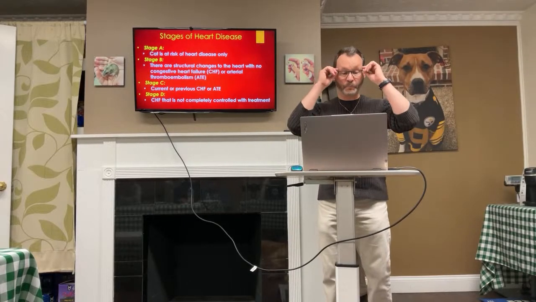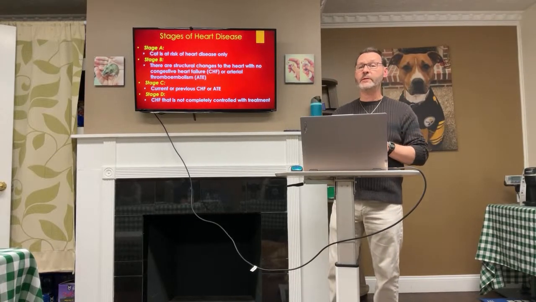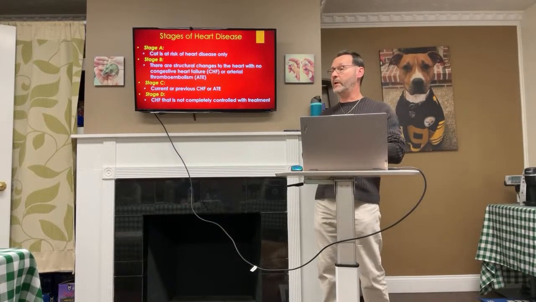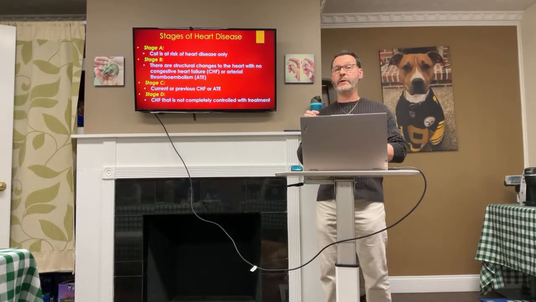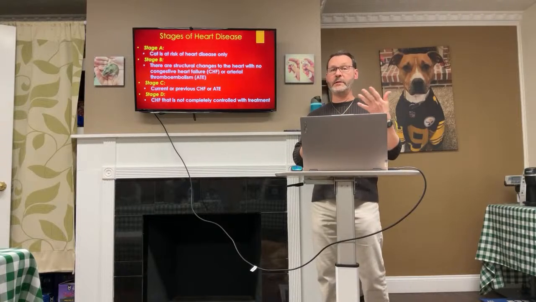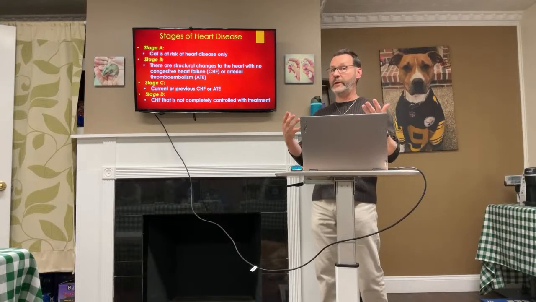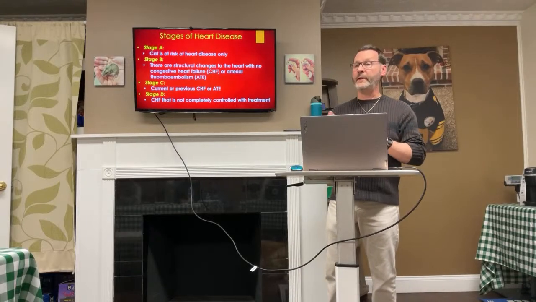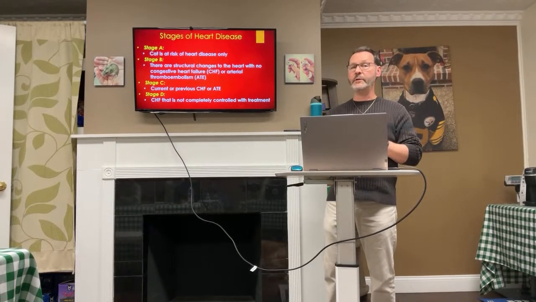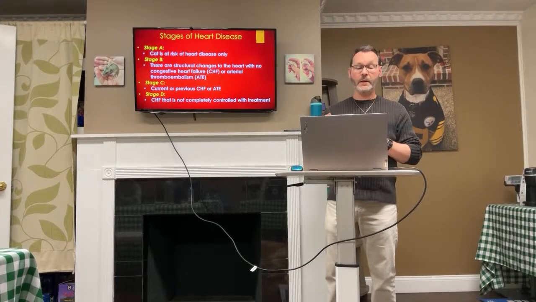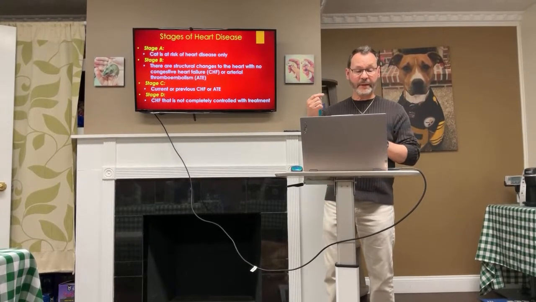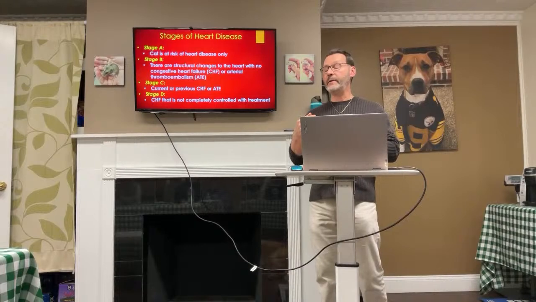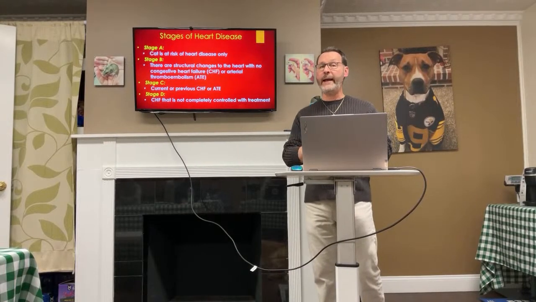Stage B is where there are structural changes to the heart, but they're not that severe. So there's a low risk of them going into congestive heart failure, having fluid building up in the lungs or in the body cavities. And they're low risk of having these clots form, so low risk for the arterial thromboembolism. Now, these cats, both stage A and stage B, are asymptomatic.